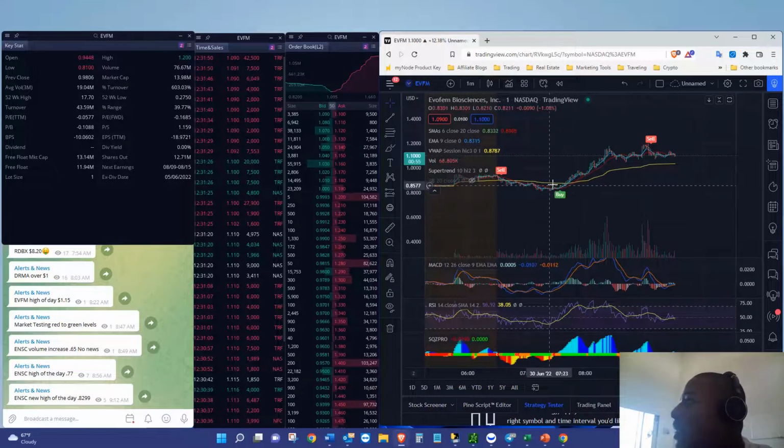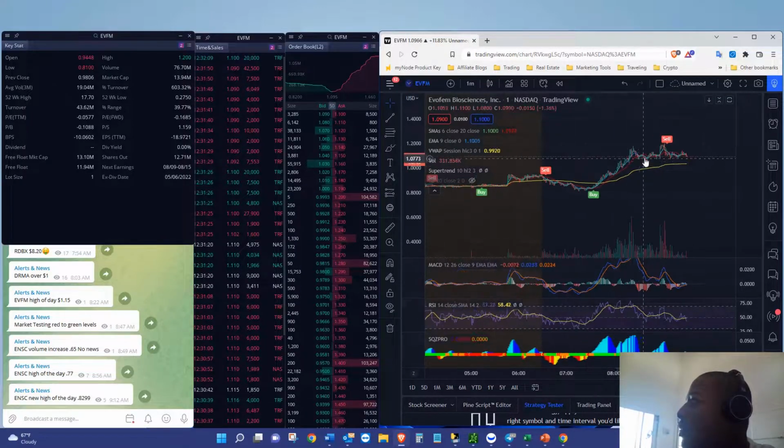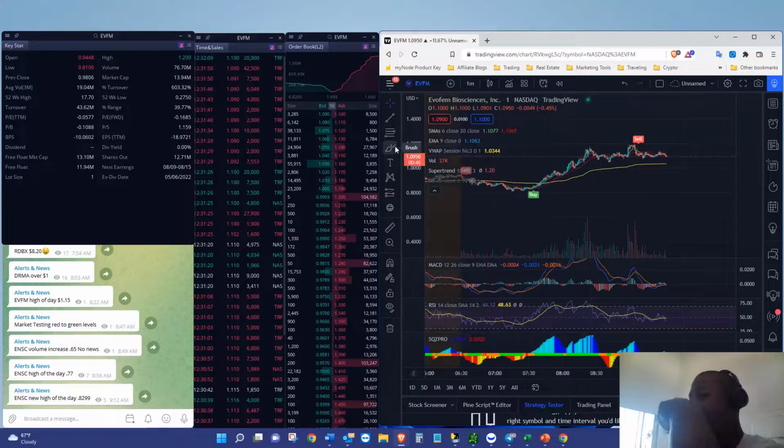And you can tell it's bullish because guess what? It's above the volume weighted average price. So that just lets you know it's in bullish territory, even though it's starting to trend down a little bit. Bulls are in control of this stock.